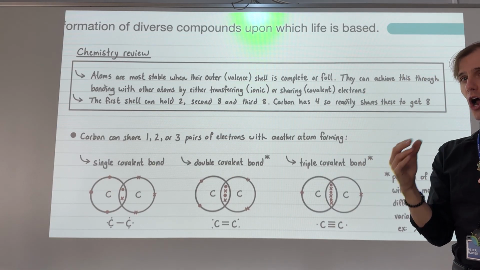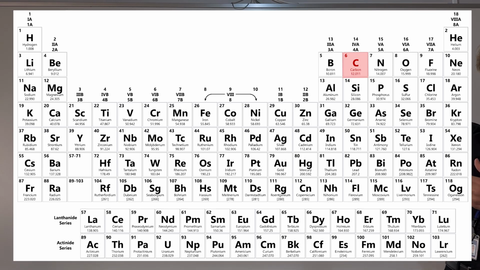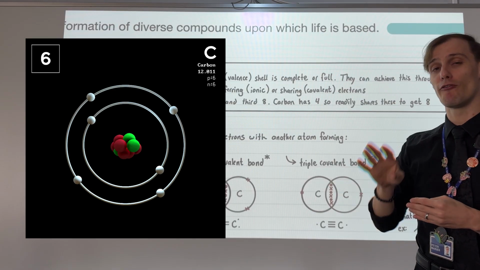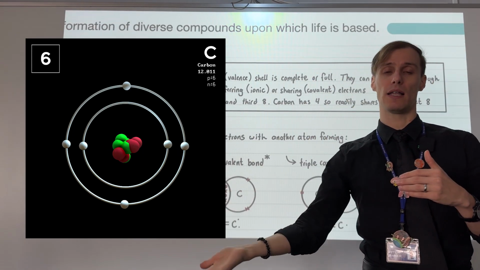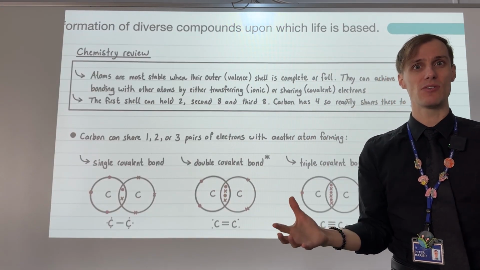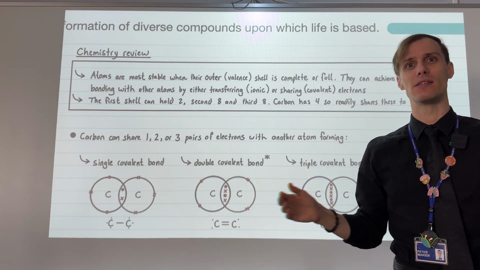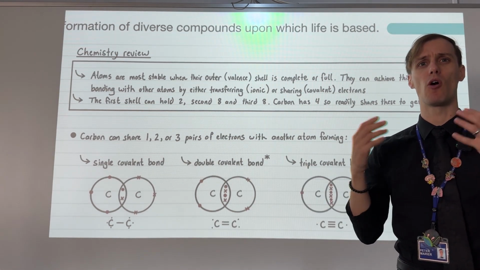Now, if we look at carbon, for instance, carbon falls under group 14, so its valence is 4 electrons, meaning that it needs 4 more electrons. So that allows it to make 4 different bonds. And what carbon will do is it will form covalent bonds.